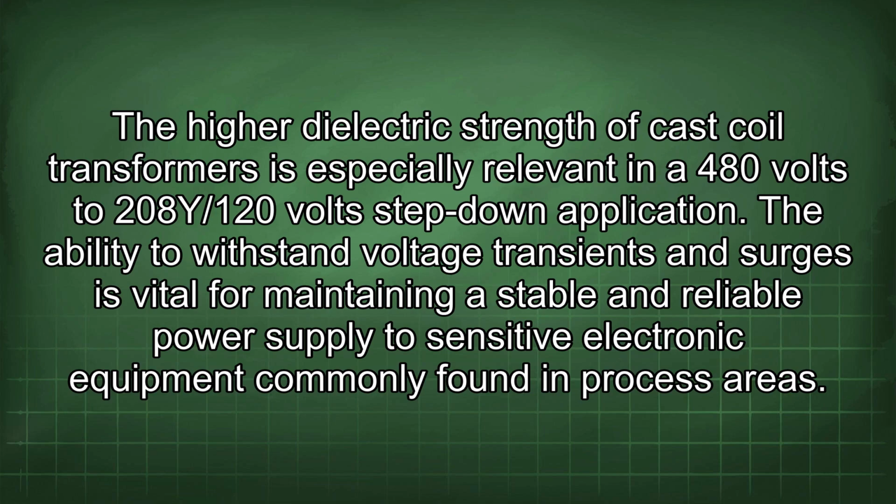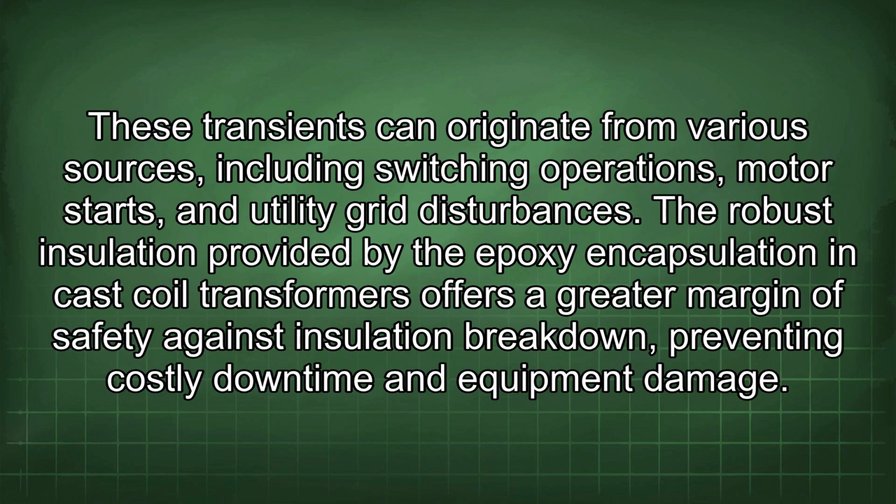step-down application. The ability to withstand voltage transients and surges is vital for maintaining a stable and reliable power supply to sensitive electronic equipment commonly found in process areas. These transients can originate from various sources, including switching operations, motor starts, and utility grid disturbances. The robust insulation provided by the epoxy encapsulation in cast coil transformers offers a greater margin of safety against insulation breakdown, preventing costly downtime and equipment damage.